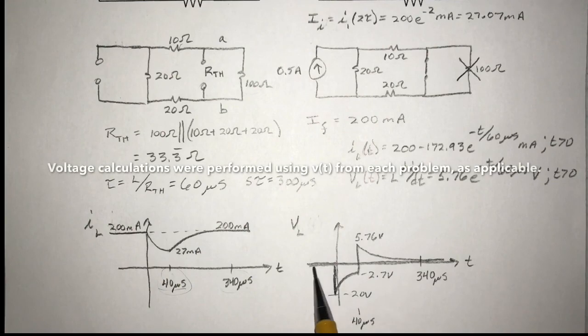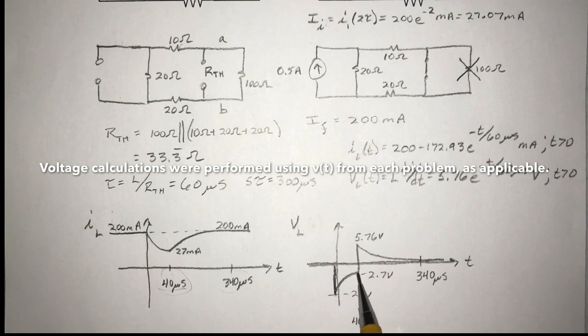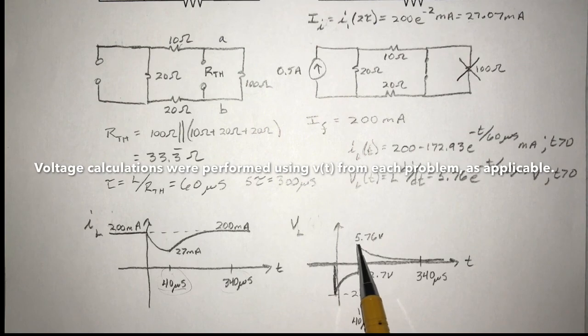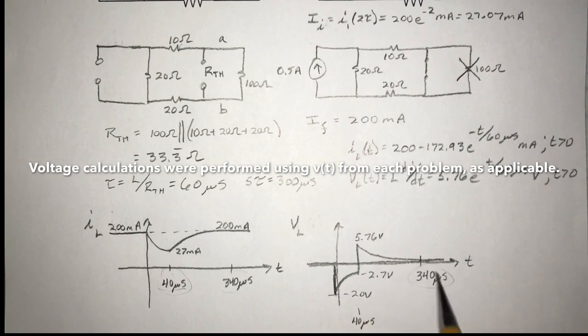For the voltage plot, it was initially at 0 before dropping to a negative 20 volts. It gradually increased to negative 2.7 volts before jumping up to 5.76 volts when the switch was closed. Eventually, it degraded back down to 0 at 340 microseconds.